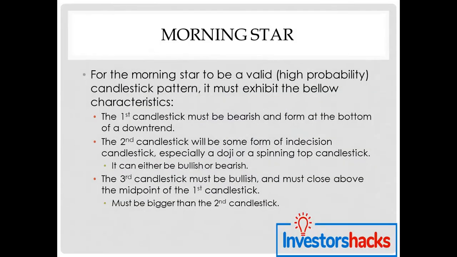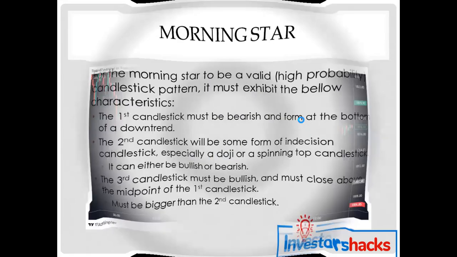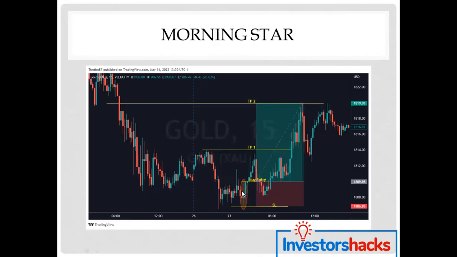So there are key things that you need to note about the morning star. For the morning star to be a valid, or high probability, candlestick pattern, it must exhibit the below characteristics. The first candlestick must be bearish and form at the bottom of a downtrend. So this is our first candlestick. It is bearish and it must form at the bottom of a downtrend. So we had a downtrend and this is the bottom of the downtrend. Our first candle must be a bearish candle, okay?